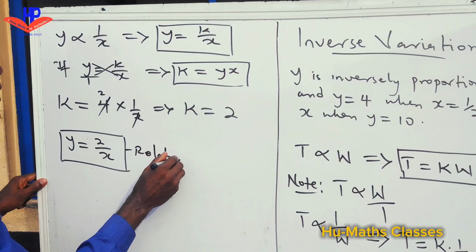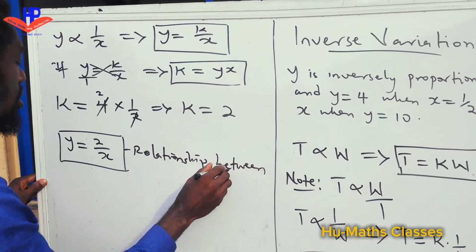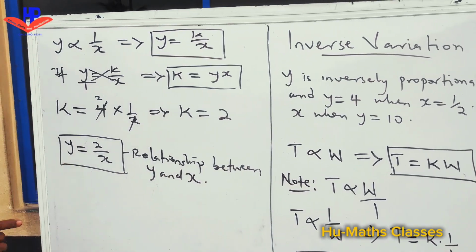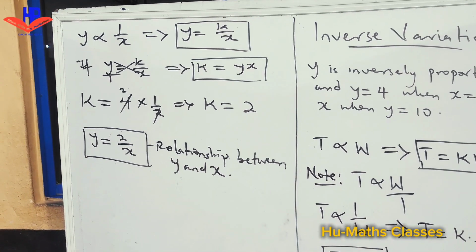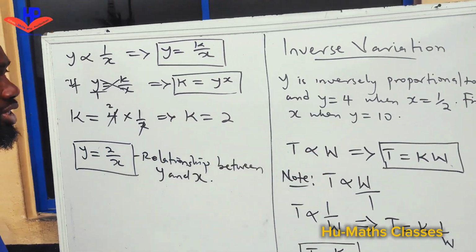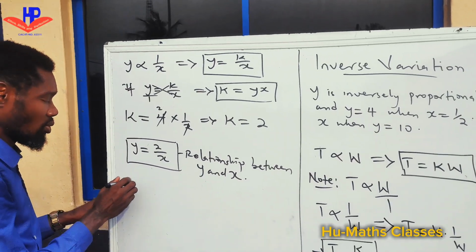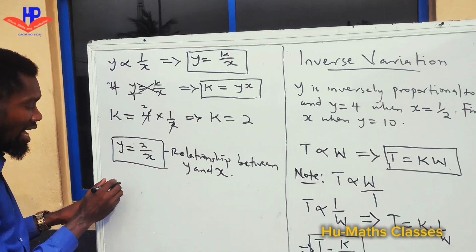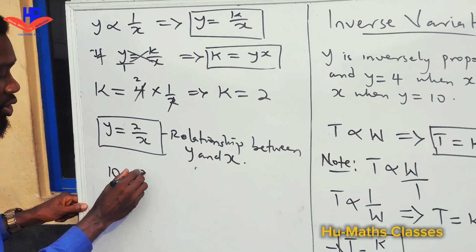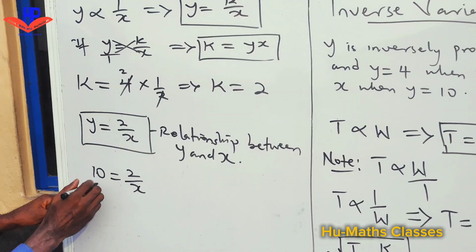Should you be asked to find the relationship between Y and X, this relation or this formula will help us solve the next aspect of the question. It said find X when Y is equal to 10. So Y is equal to 10. To find X, write in place of Y, write 10 is equal to 2 over X.